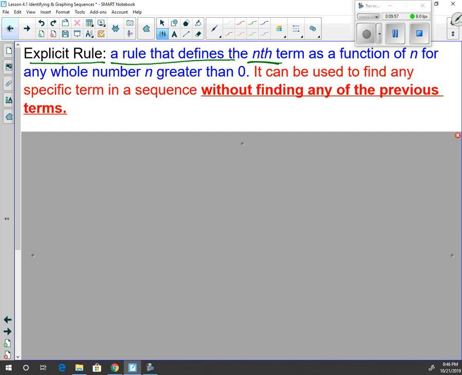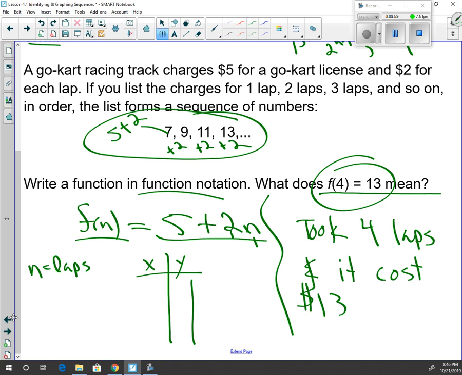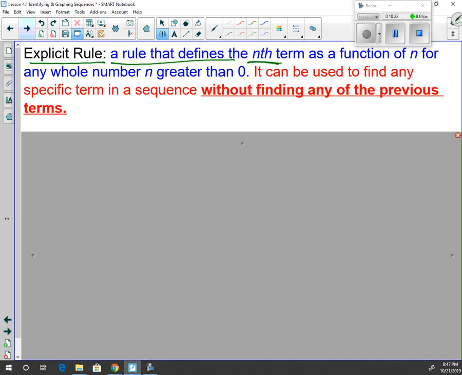So if we go back to the previous problem, 4, we found the fourth term in the function, and the fourth term in that function was 13, right? It's right here. So I could have found the 10th term in the function, the 20th term in the function, just by substituting in 20. Now, none of this stuff is really brand new, but again, we're just looking at this through a sequence lens, right? So back to the explicit rule.